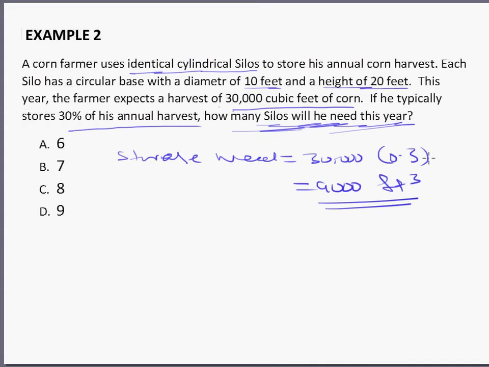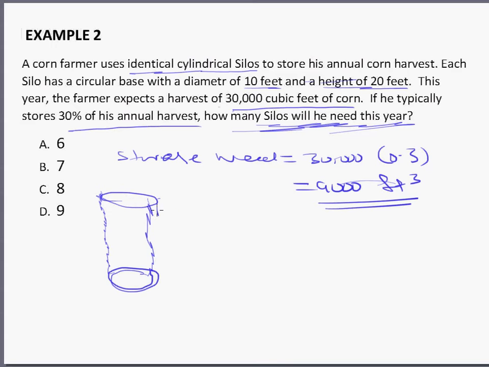Now, the space is coming from the silo. So that means we need enough volume to accommodate 9,000 cubic feet. So let's calculate the volume of a silo. If you know the volume of a silo, then we can determine how many silos we need. The silos are cylindrical, so it's going to look something like this.